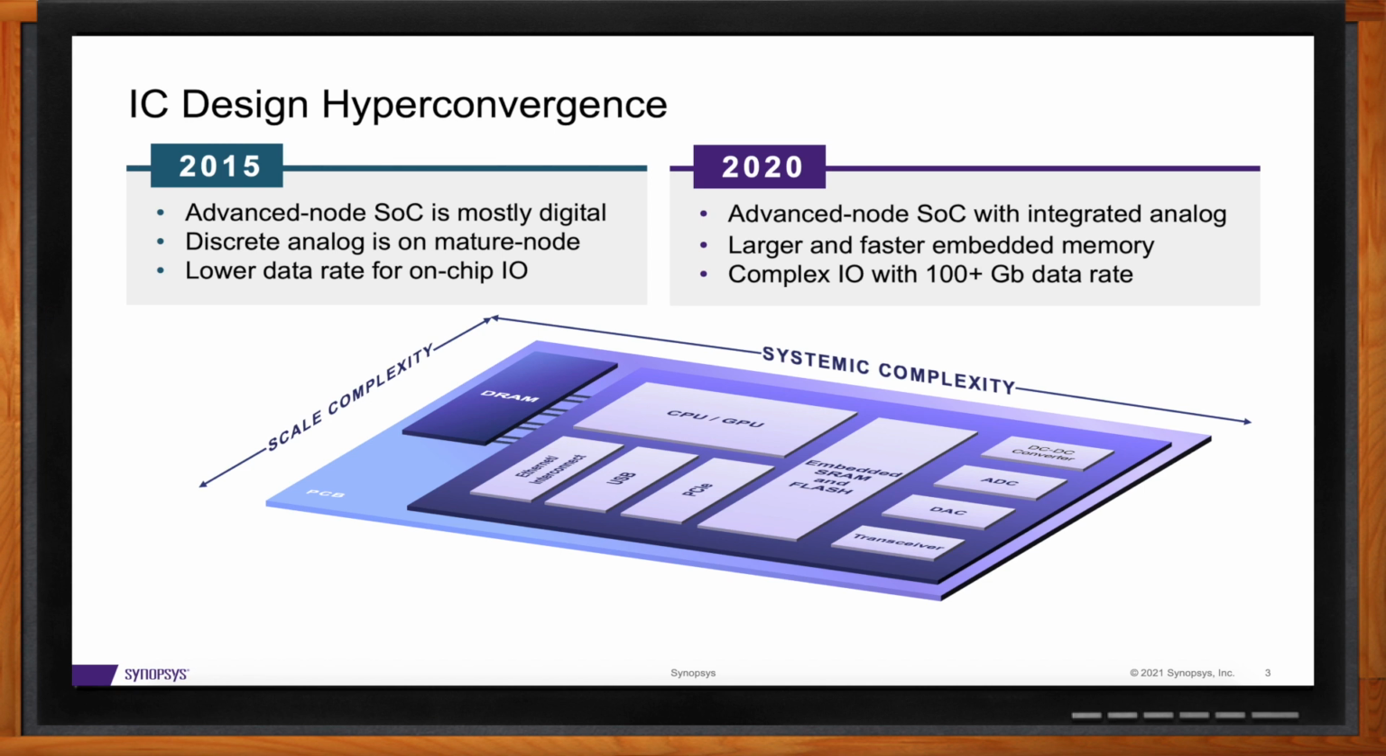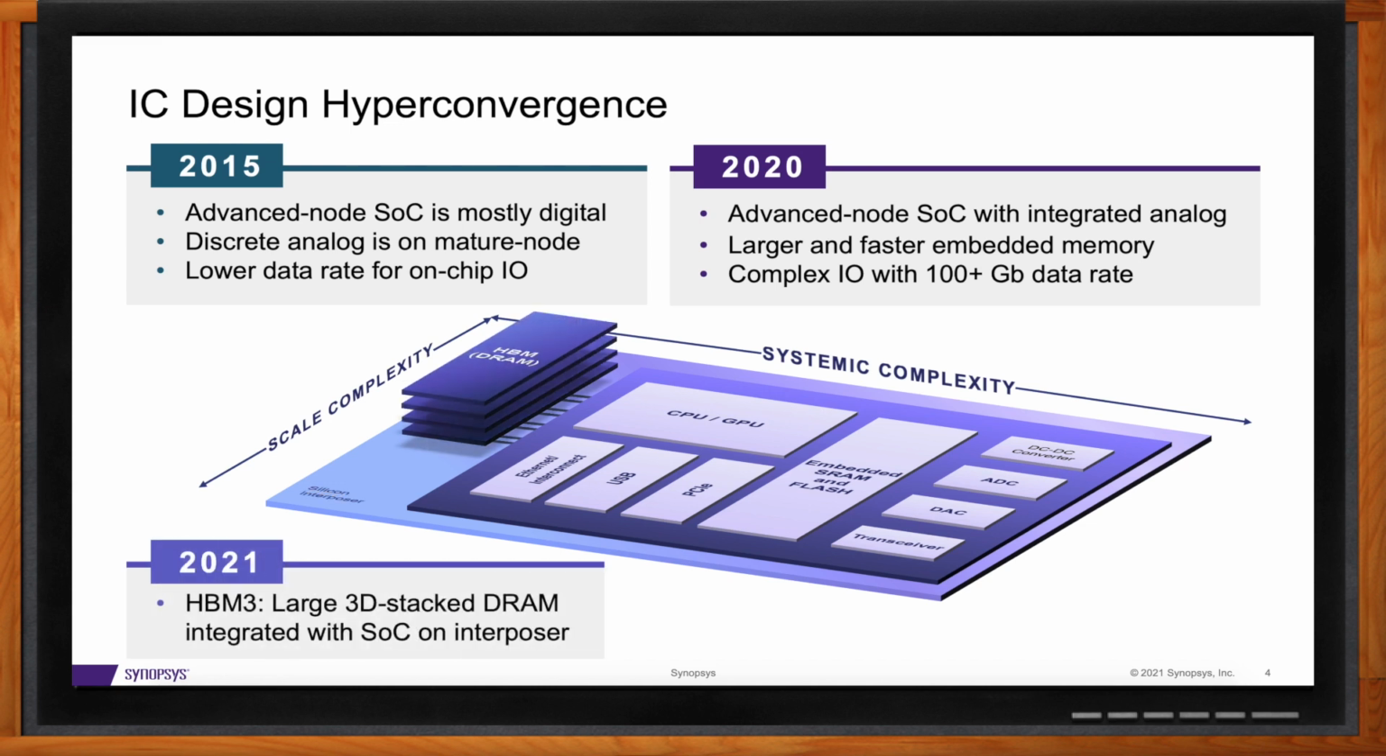Okay, so Hani, where are we today in 2021? Well, in 2021, there is even more increase in both the systemic and the scale complexity. Take the DRAM, for example. The DRAM is now replaced by a large 3D stack of DRAMs, like in the high bandwidth memory, HBM. And this 3D stack of DRAM is integrated with the SoC over a silicon interposer. So the systemic complexity has increased with this 2.5D or 3D IC component, and the scale complexity has increased because the DRAM has increased enormously in size.